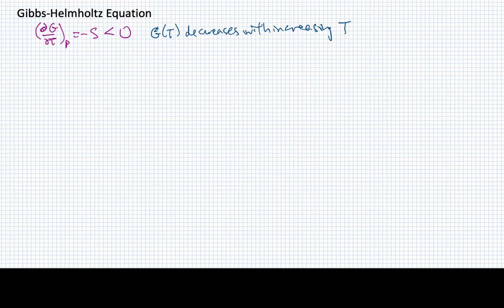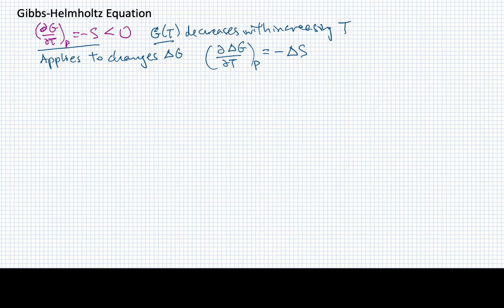So what we want to do is see how we might learn something more quantitative about the variation of G as a function of temperature. Now, I'll also say that this applies to changes in the Gibbs free energy, just as it applies to the function itself. So that means we can expand on this relationship to say that the partial derivative of the change in Gibbs energy with respect to temperature, evaluated at constant pressure, would be equal to the negative change in the entropy.